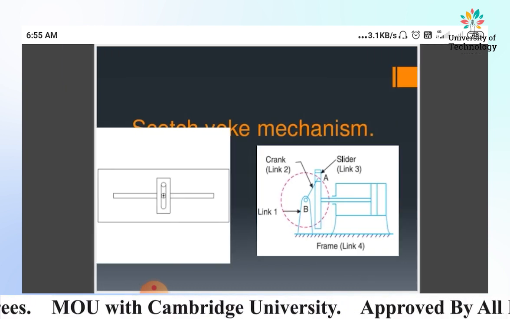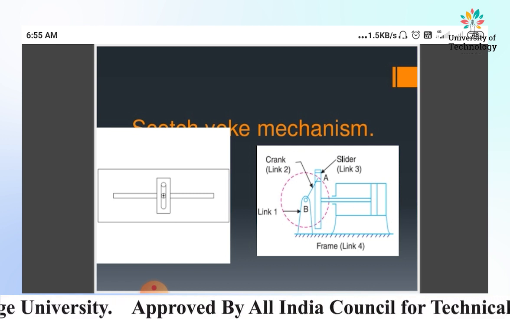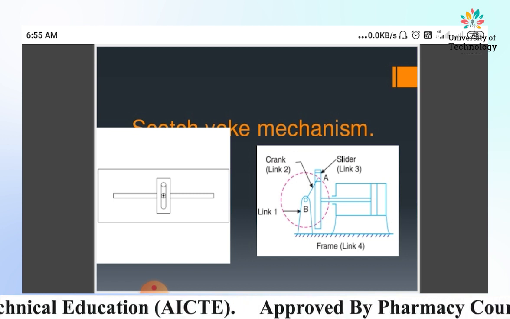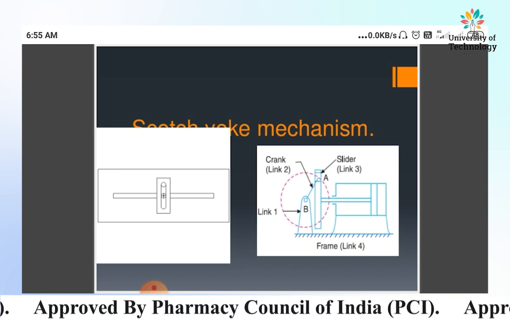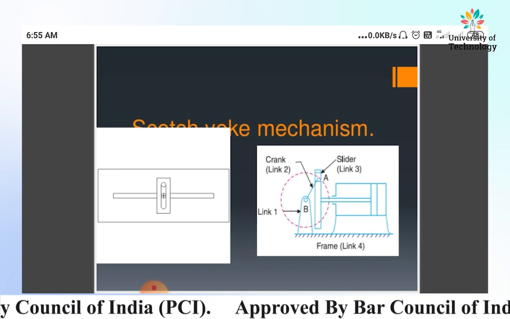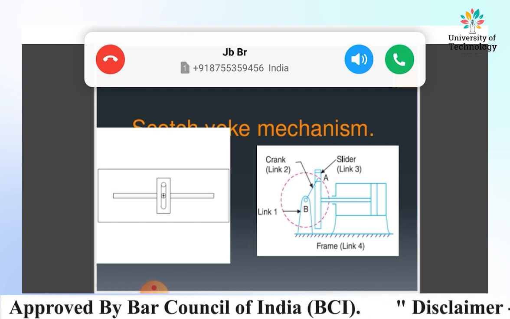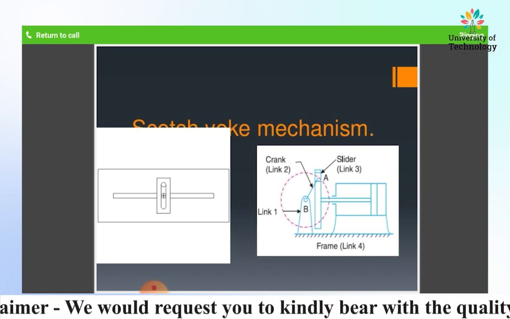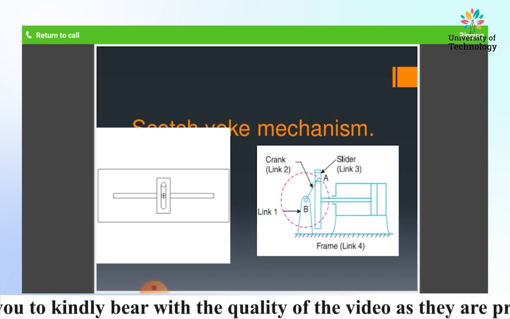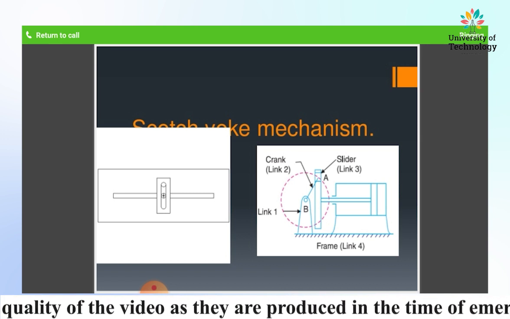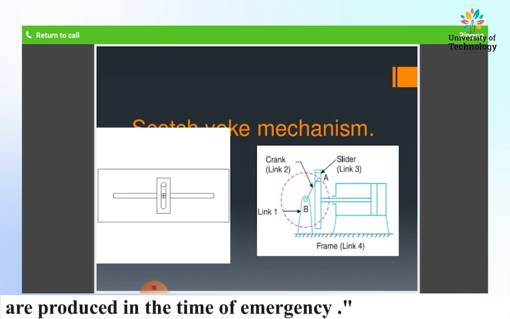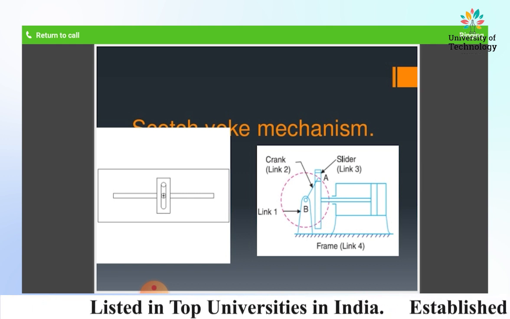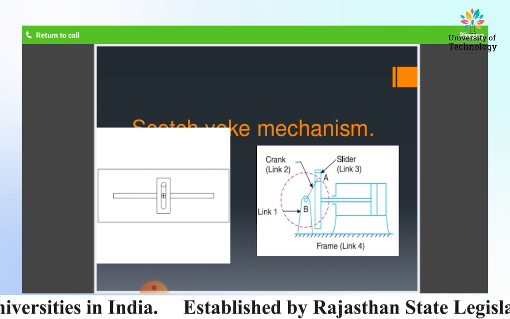First of all, the Scotch yoke mechanism. In the Scotch yoke mechanism, link 1 is fixed, about which link 2, that is the crank, rotates according to its radius and is connected to the slider, and the slider is attached to the piston.